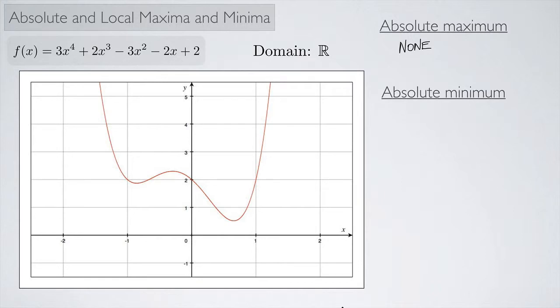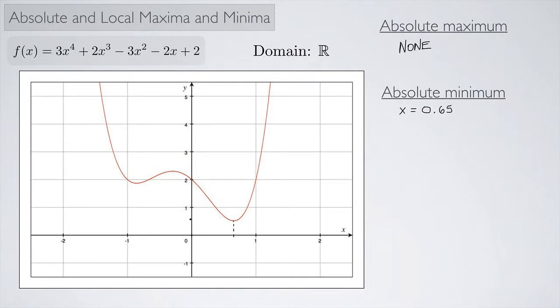Okay, next we'll look at absolute minimum. This I think we do have, because if you look down here, this is the lowest point on the graph. So this right here would be an absolute minimum. And so this is the x value of that absolute minimum. And so this absolute minimum happens at x equals about 0.65. So I'll write that here, x equals 0.65. That gives us the x value.